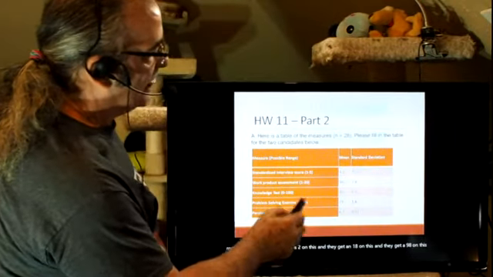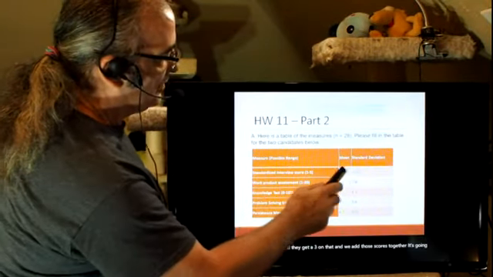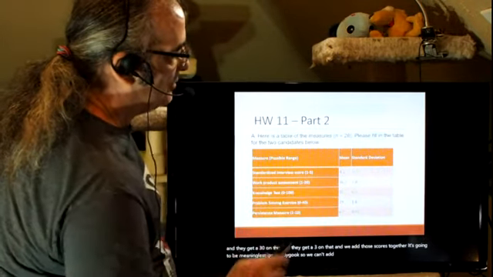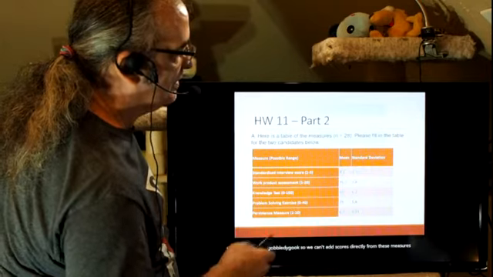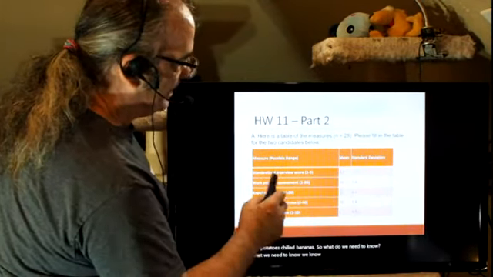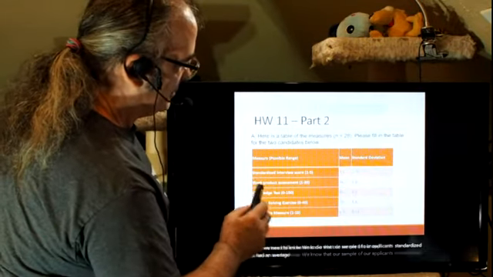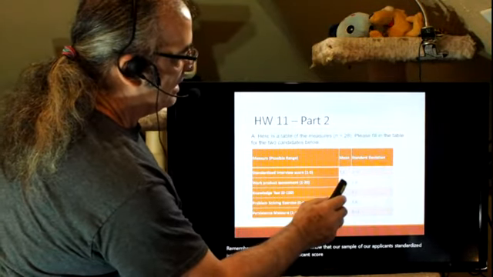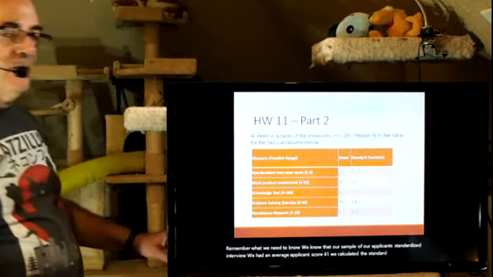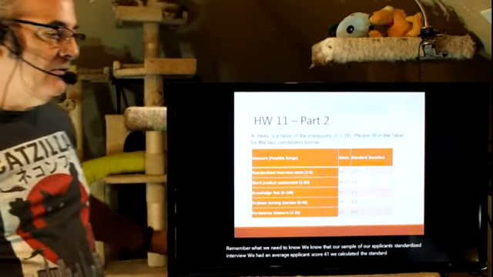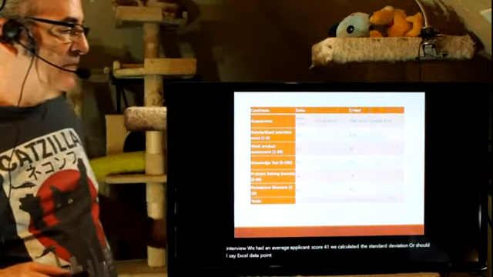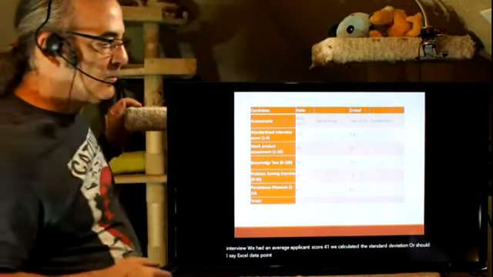So what do we need to know? Remember what we need to know. We know that for our sample of applicants, on the standardized interview, we had an average applicant score of 4.1. We calculated the standard deviation, or should I say Excel did, at 0.35. We do the same thing for the rest of these. We know the work product assessment, hey, 16.2 mean, 2.8 standard deviation. Your job, now that I've told you how to compute standardized scores, z-scores, is to take that information and put it into this table.